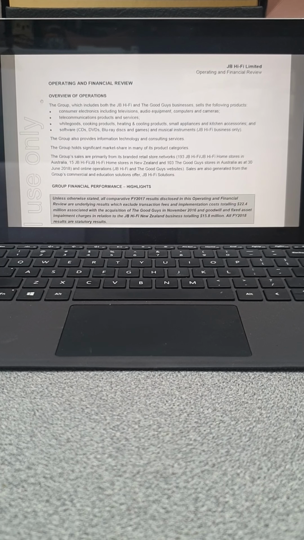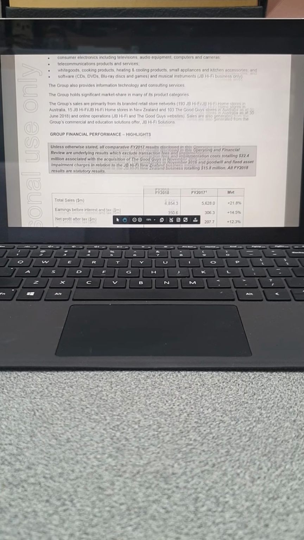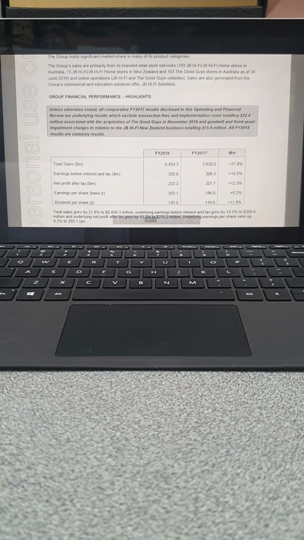If we start off, you'll see the organisation, there's a review of its operations, and we can get a sense of the type of activities that are occurring within the organisation. Nothing new here in terms of what JB Hi-Fi is doing, but any organisation that you're looking at, you can go in and have a sense of the activities of the organisation. Let's drop down over here into the group's financial performance, the highlights.